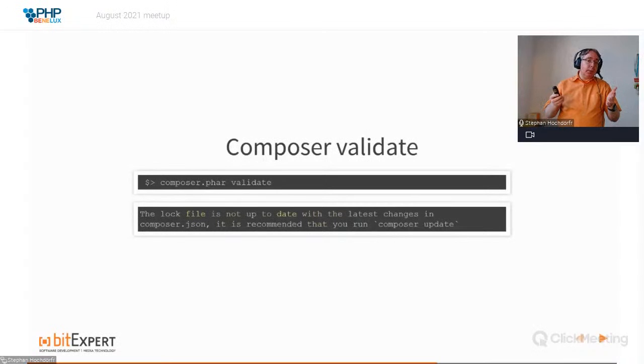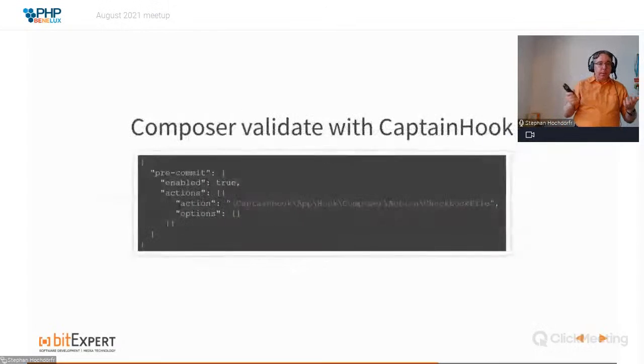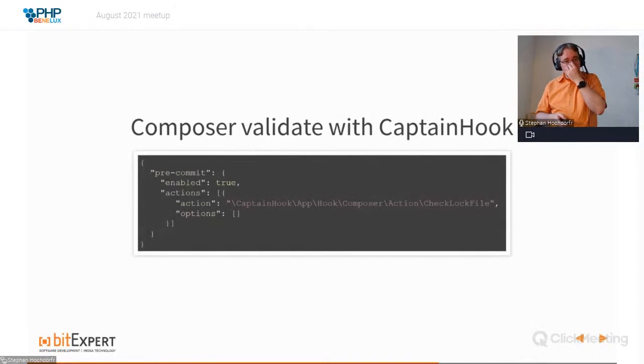And guess what? You can run this command with Captain Hook quite easily. You don't need to run composer validate. You can just use one of the implementations that is coming with Captain Hook. So there's an action called check lock file that, again, you can run as a pre-commit hook or a pre-push hook or whatever, because you really want, in this case, to fail fast and fail early, because if that is in your Git repo, then things probably go south.